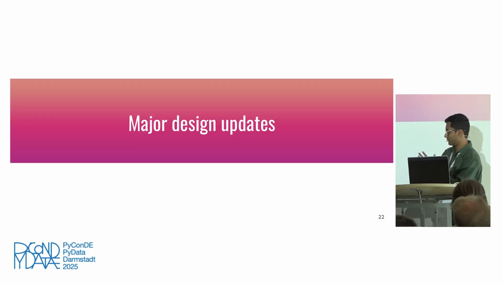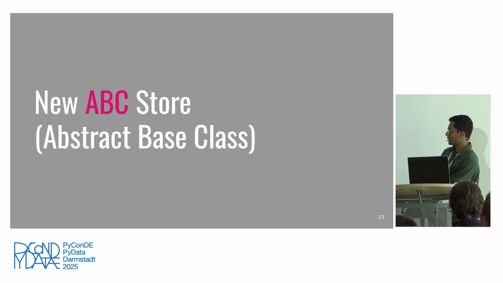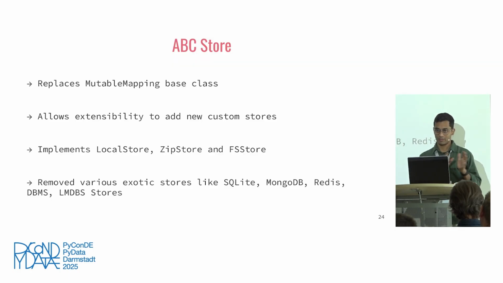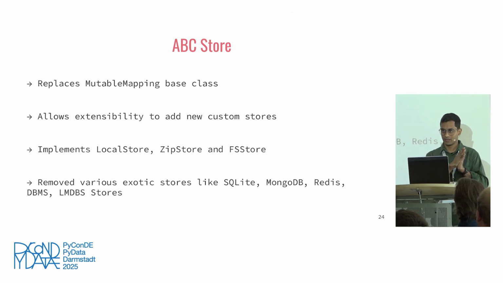So the major design updates, which is basically the highlight of this talk. We added a new abstract base class. Earlier there used to be a mutable mapping, which basically lets you map every chunk to a value. But we removed that in Zarr Python 3 and added an ABC Store class. The reason for adding this was to enable users to add custom storage classes to their implementations. And this has been super useful because people have been developing storages similar to Git. So think of a storage format similar to a version control system, and this ABC Store enables that.